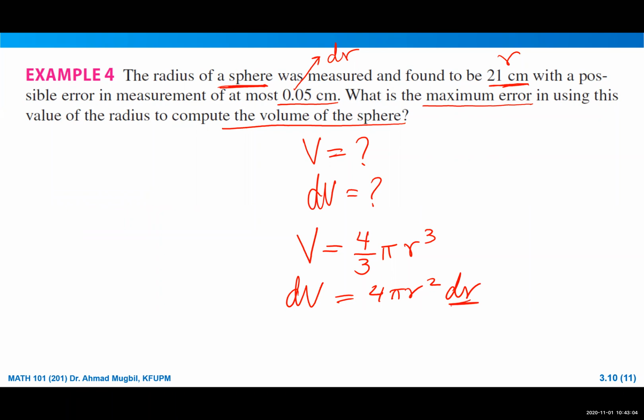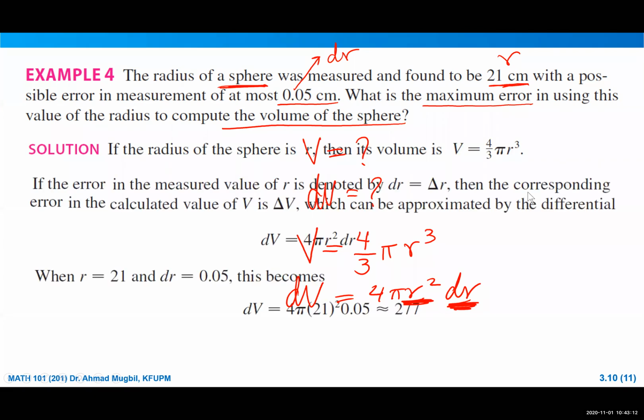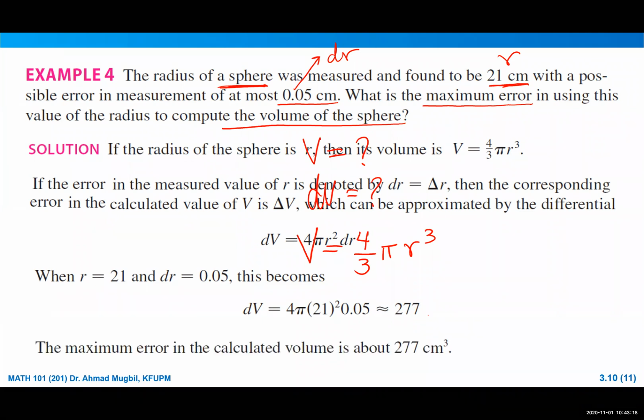Now we have this. Done. We have r, we have dr. We can find dV, and it is solved. dV is approximately 277 centimeters cubed. Oh, the error looks huge. When the radius is 21 centimeters, this sphere is really huge, and of course, the volume will be bigger for sure.